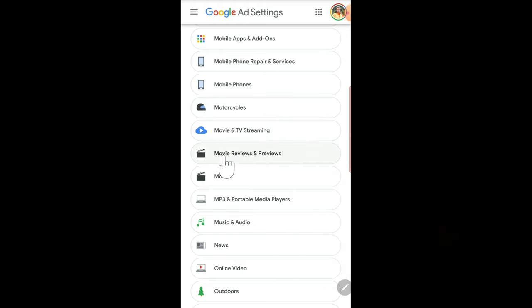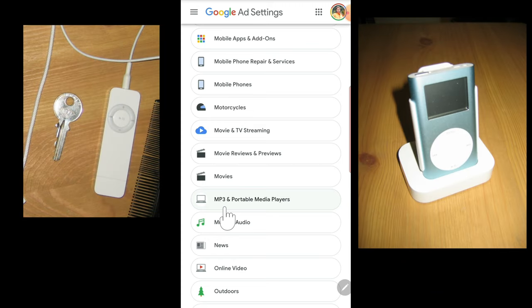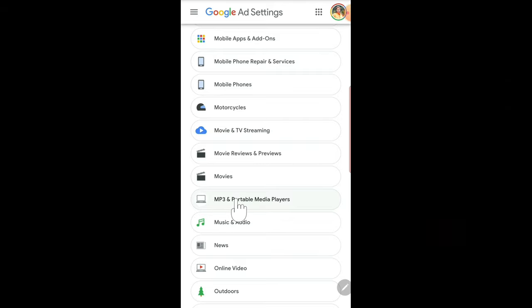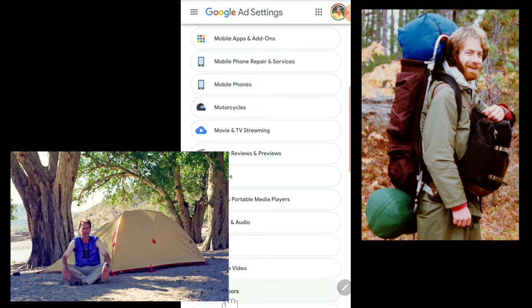Movie and TV streaming, movie reviews and previews, movies, anything to do with movies makes sense for me. MP3 and portable media players. I used to always have an Apple iPod, though of course these days no one uses them anymore, so this is kind of an outdated category. I don't even know if they sell them anymore. Music and audio, news, online video, outdoors, those all make some sense.